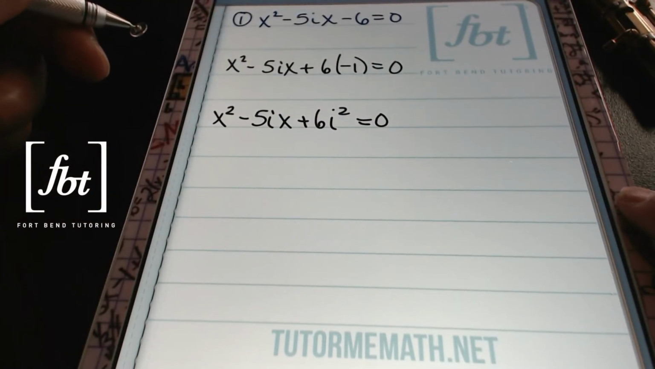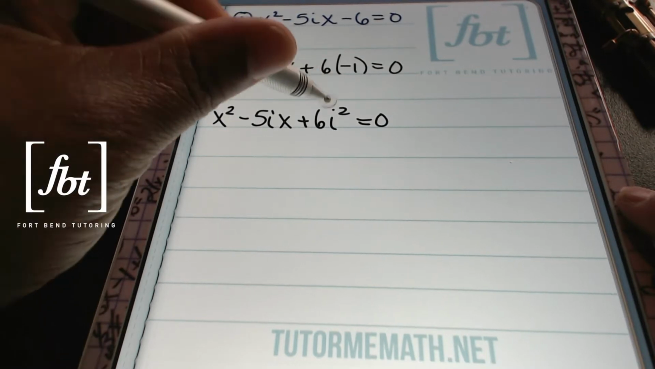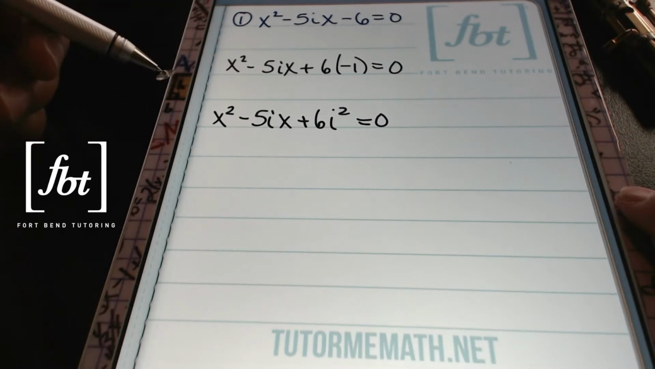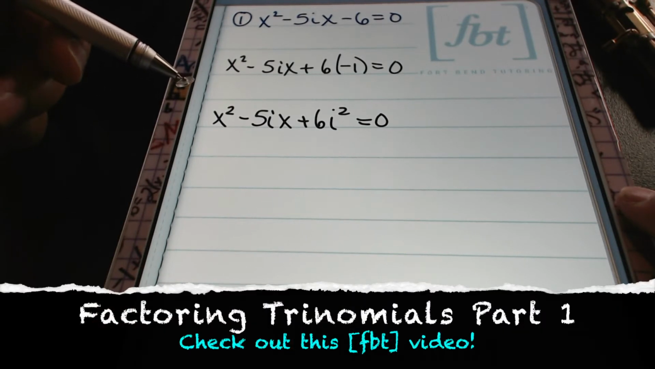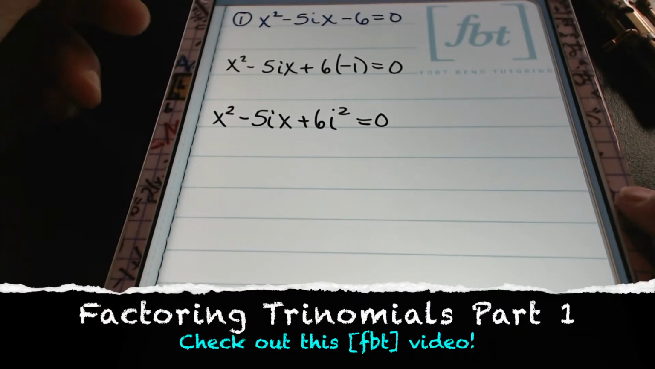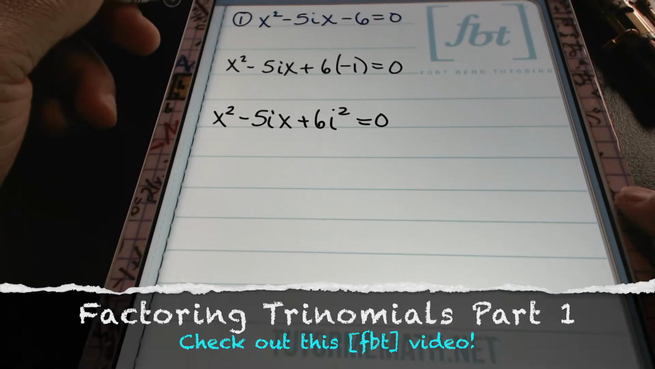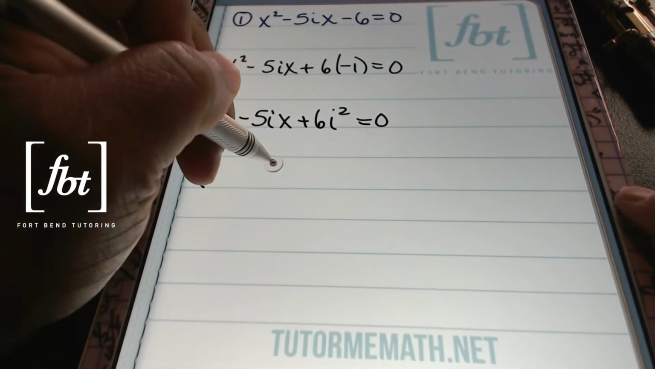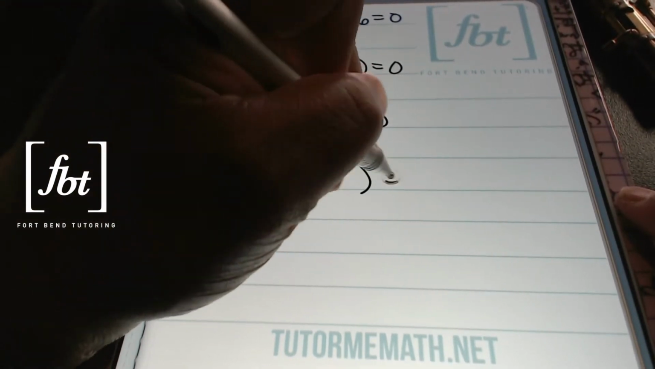We'll factor this by looking for 2 factors of 6 that will add to give us 5. Those two numbers will be 3 and 2. If you need a refresher on how to factor quadratic trinomials, be sure to check out our Factoring Quadratic Equations Part 1 video. That'll help you out with trinomials such as this. So I'll be opening up 2 sets of parentheses here.